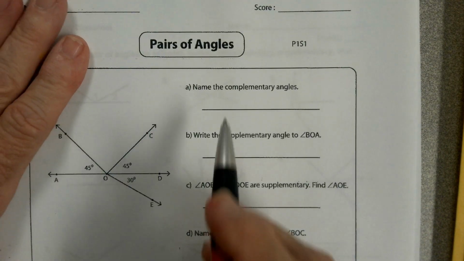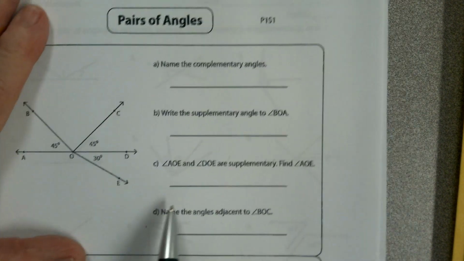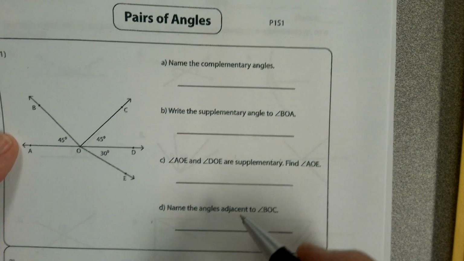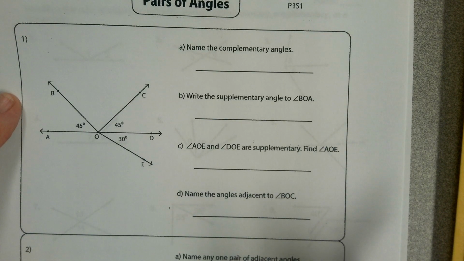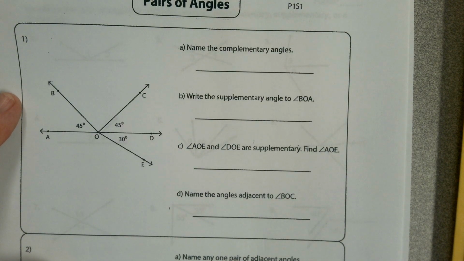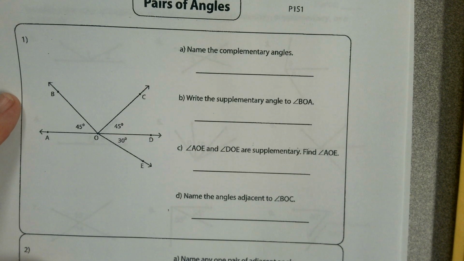So go to this one, pairs of angles. Okay. So name a pair of complementary. Who can tell me two complementary angles? BOC. Complementary angles add up to 90 degrees, so I need 2 angles.